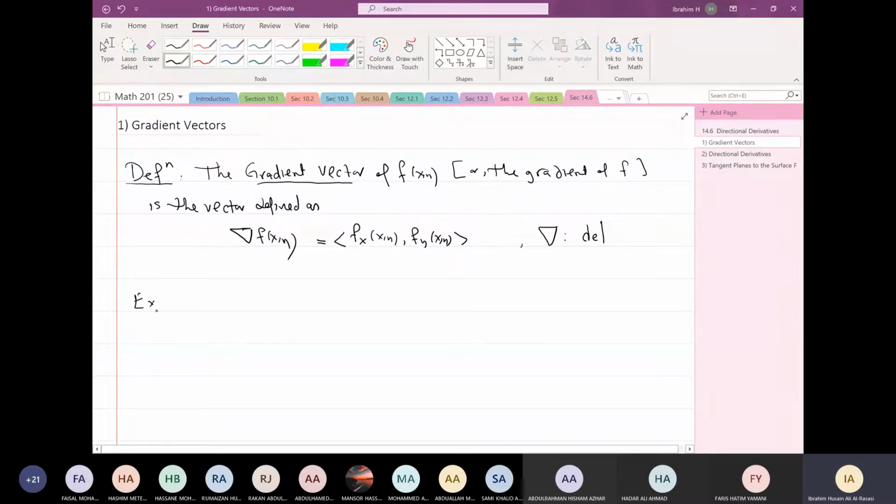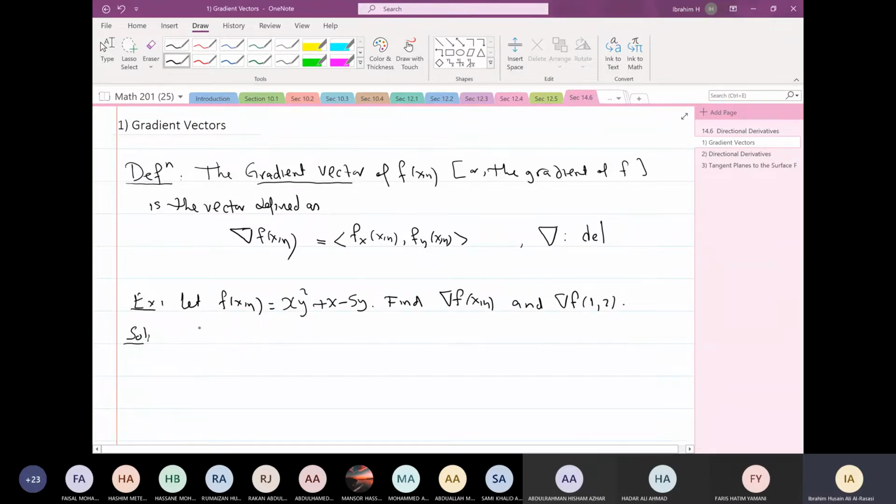Example. Let f of x, y equal x y squared plus x minus 5y. Find the gradient of f at x, y and the gradient of f at 1, 2. Solution here.